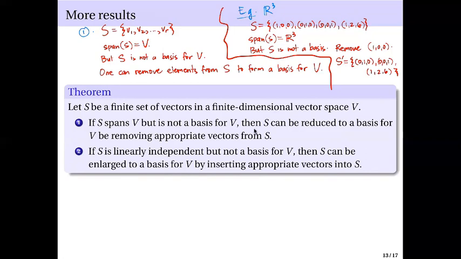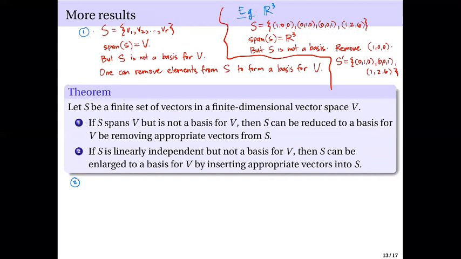So that's the first statement. S can be reduced to a basis for V by removing appropriate vectors from S. We have the S, 4 elements. It's not a basis. We remove one element. So let's rename it as S prime. This has 3 elements. We need to check if this is a basis or not. You can just use linear independence. And once you've checked that the elements are linearly independent, then this is a basis. So that's the first statement here.